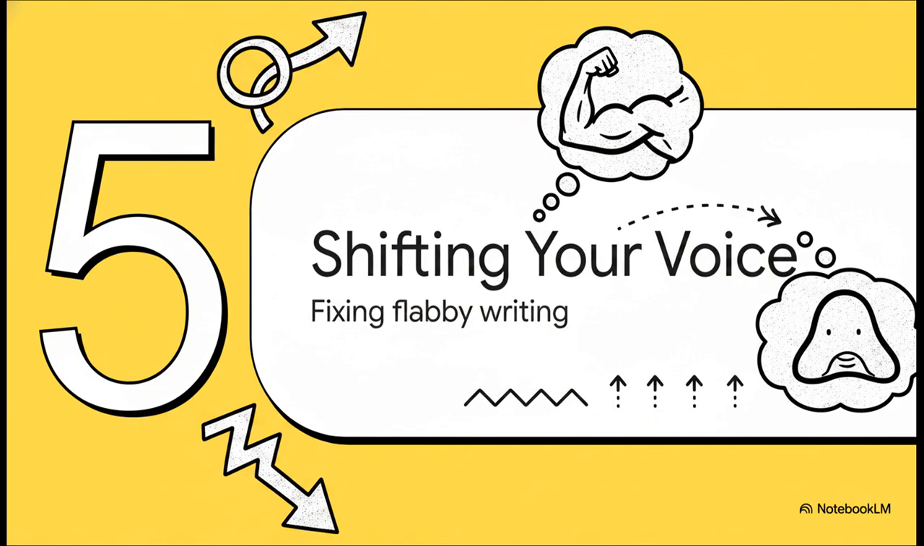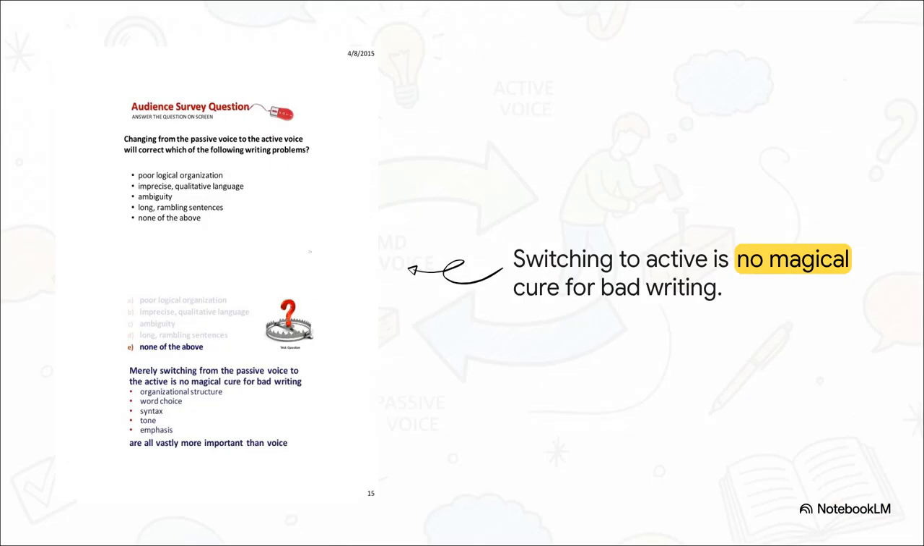Moving to Section 5, shifting your voice. Let's talk about fixing flabby writing. Now that we really understand the unique strengths of each structure, let's explore how to actively fix flabby writing. First, though, we need a quick disclaimer represented brilliantly by this trick question from our sources. Listen, merely switching your verbs to the active voice will not magically cure a terrible draft. Actually, scratch that. It won't fix poor logical organization, imprecise language, or just genuinely terrible word choices. However, ensuring your verbs are active is an absolutely vital, non-negotiable foundation for strong writing.